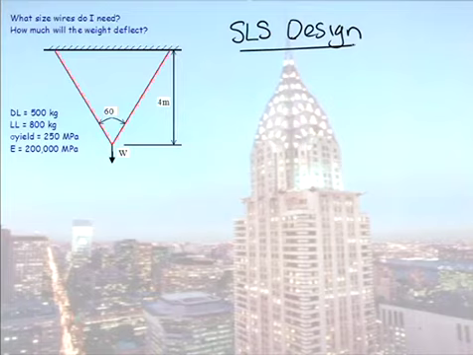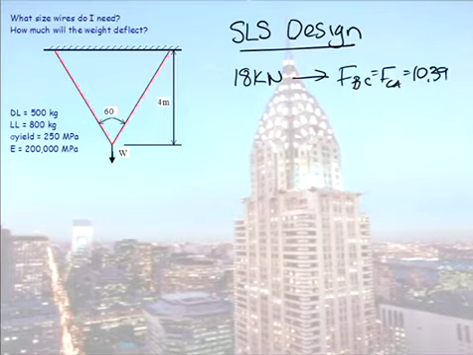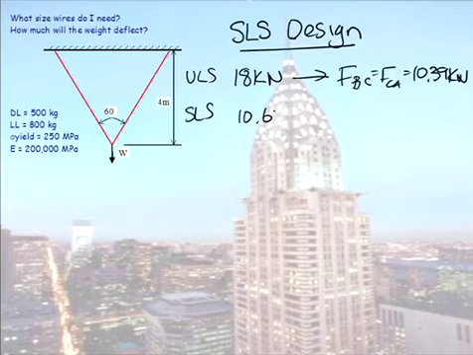Okay, when we did our method of joints, based on a load of 18 kilonewtons acting, we worked out our member force BC, which equals AC, is equal to 10.39 kilonewton. This is for ultimate limit state. But we said now we're doing our serviceability limit state design. Our load is 10.6 kilonewton. So is there any need to do another method of joints here? Or can I just ratio down the forces now?